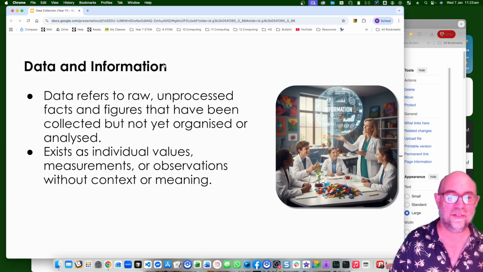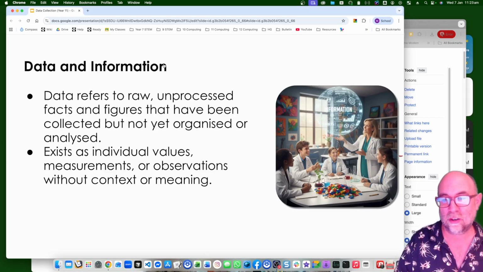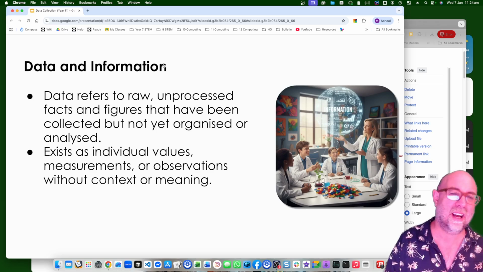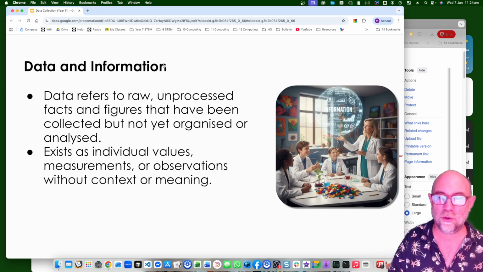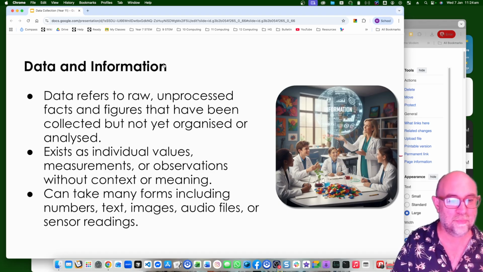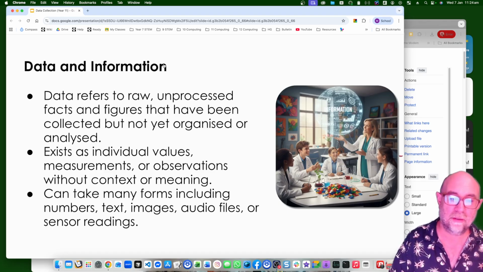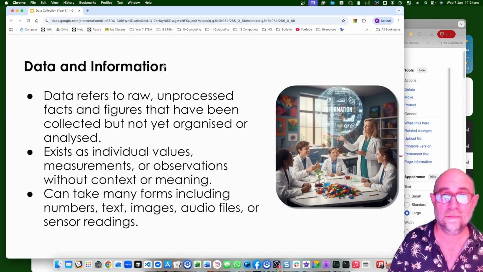And it exists as individual values and measurements without context or meaning. And again, I'd have the times next to it, but we're talking about a bit more context than that. And it can take many forms: numbers, text, images, audio, sensor readings.